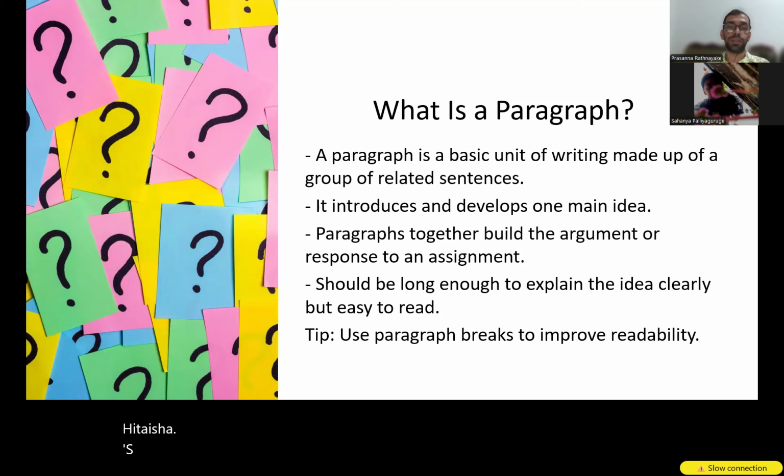And the third bullet point: paragraphs together build the argument or response to an assignment. Now remember, what you are doing in writing is quite simply developing an argument.